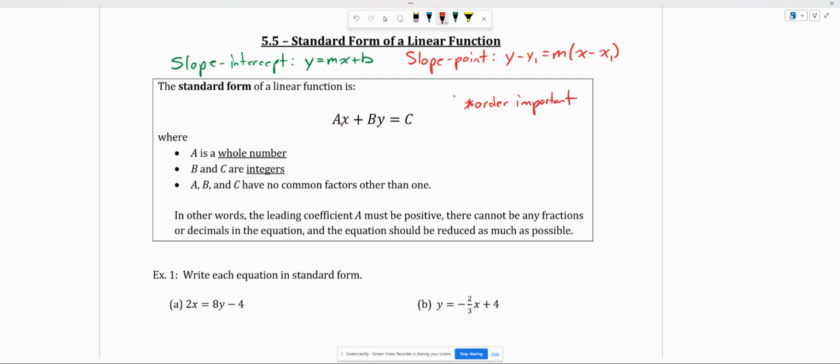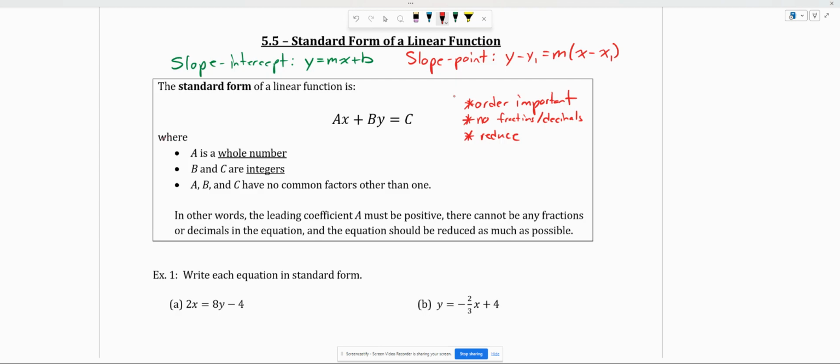It has to be the x term plus the y term. Sorry, it can be subtraction, but it has to be x term, y term, equal to some constant c. Also, no fractions or decimals. I'll show some strategies on how to get rid of those. And always reduce, kind of like finding a GCF in previous units. We always want to reduce. So if A, B, and C are divisible by 2, we'll divide them by 2. We'll reduce them.